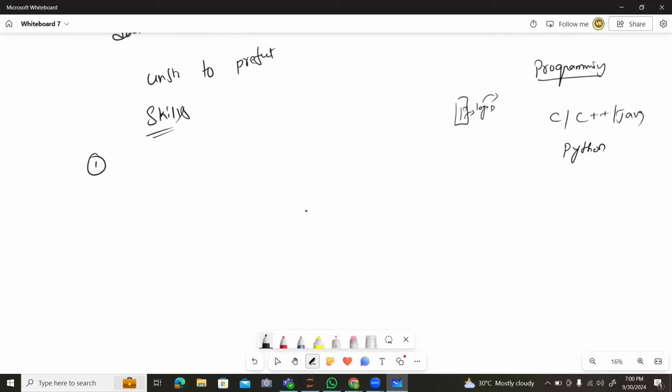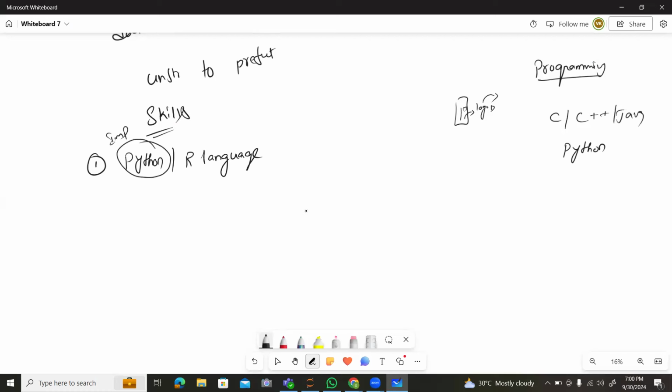So coming to data science, data analysis, and AI related work, we prefer to use two types of programming languages. One is Python, another one is R language. We prefer to use these two languages. In both of these, we prefer to use only Python.